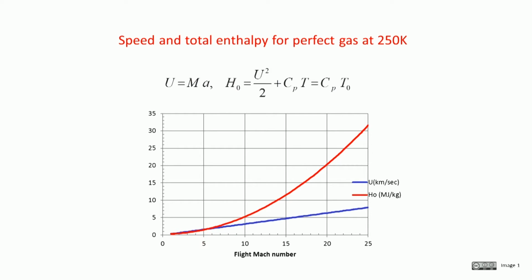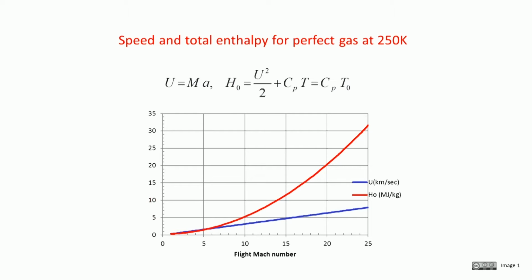I'll start by talking about Mach number and how it interacts with speed. Of course, the relationship between speed and Mach number is very simple. Speed is Mach number times sound speed. So if your sound speed's constant, then velocity is directly proportional to Mach number.